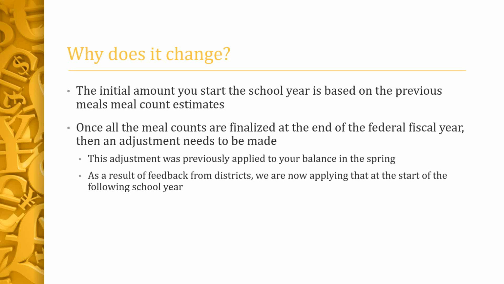Not this previous summer, but the summer before that, we had a Nevada School Nutrition Association meeting with all of our directors, and it was the will of the group that they didn't want a spring adjustment, but wanted an adjustment made at the start of the school year. Previously, we applied an adjustment to your balance in the spring, which created some complications because a lot of times folks had already made plans for how they were going to use those funds, and they preferred that we just add that amount to the starting balance at the start of the school year. So we're not doing that. We're applying any adjustments at the start of the following school year instead of making an adjustment in the spring.